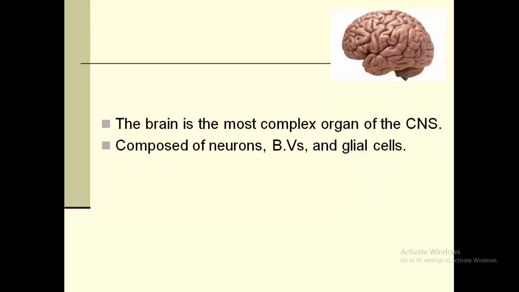Then, the brain, as we said, is the most complex organ in the central nervous system, and it is composed of neurons, and I'm interested in telling you whatever is related in Arabic, الخلايا العصبية. It has also blood vessels and has the supportive cells, which are the glial cells.